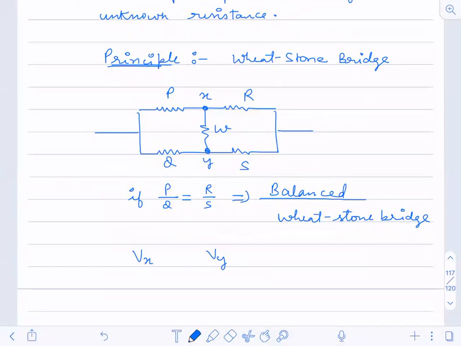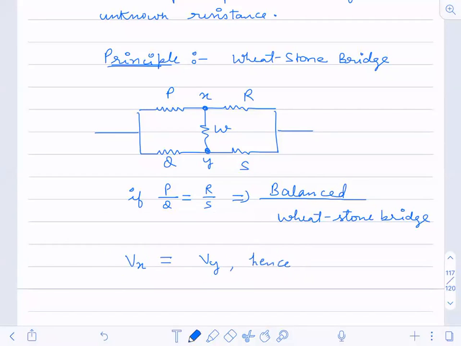If this is the condition, P by Q is equal to R by S, then the potentials of X and Y, what will you have? Which one will be greater? Yes, do it fast. We don't have the full day. They both will be equal, and hence no current.